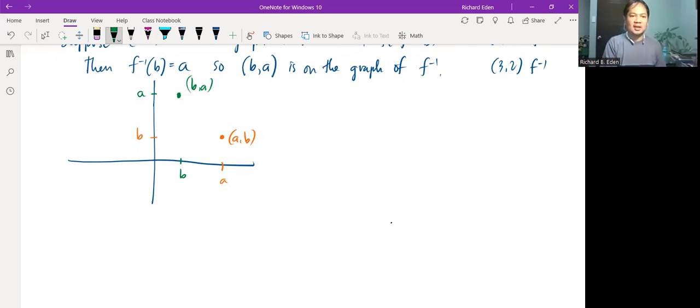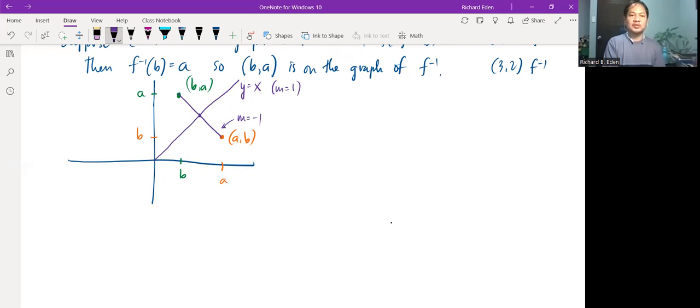Geometrically, what relates these two points is that the line y equals x is their perpendicular bisector. Why? What is the slope of the line y equals x? Exactly, 1. The slope of y equals x is exactly 1. The slope of the segment connecting them, (A minus B) over (B minus A), can be proven easily to be equal to negative 1.